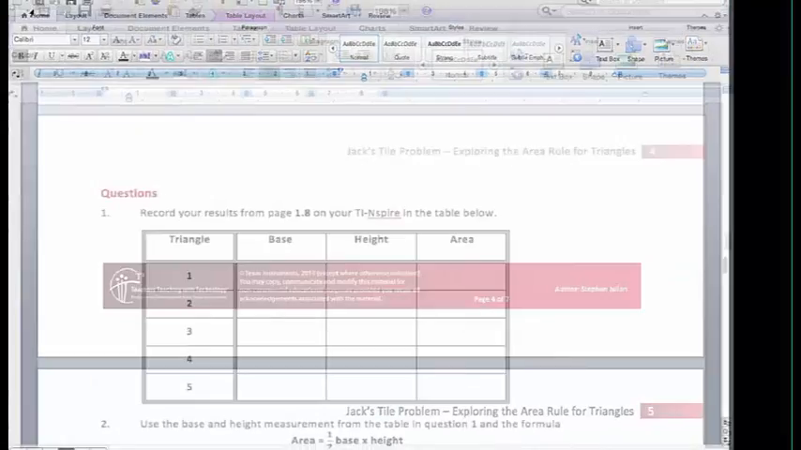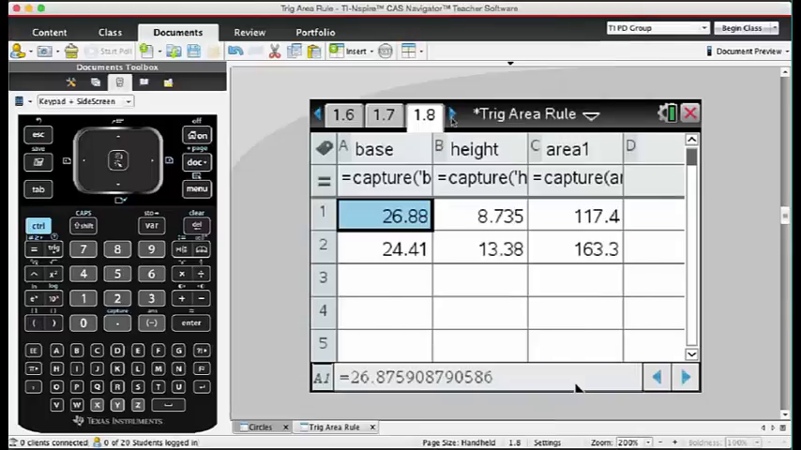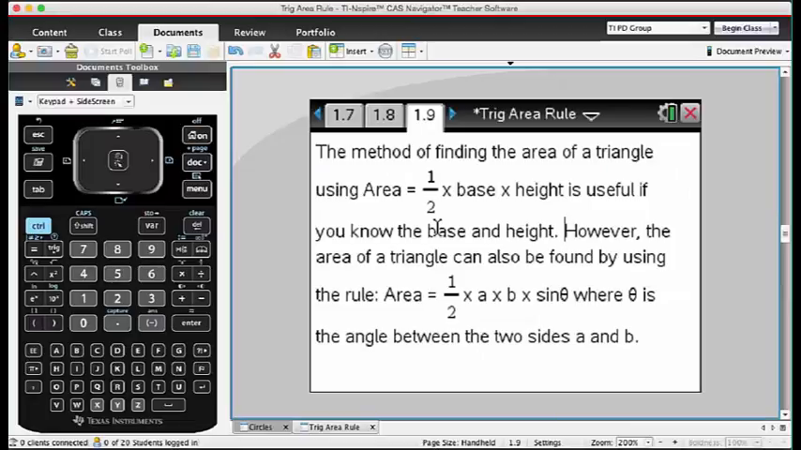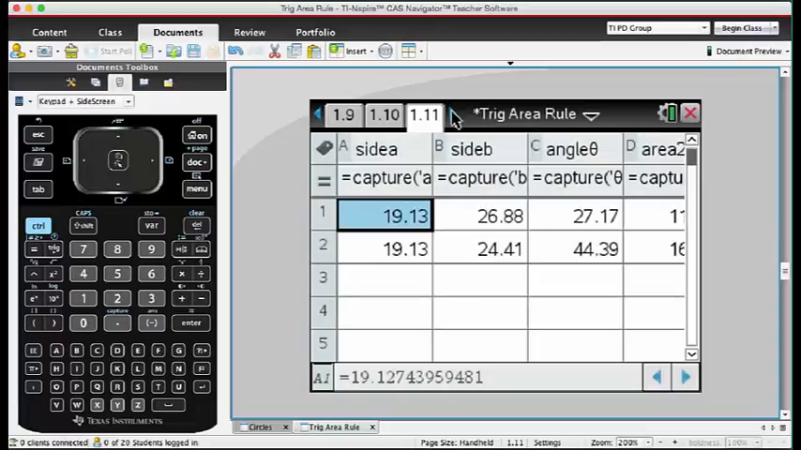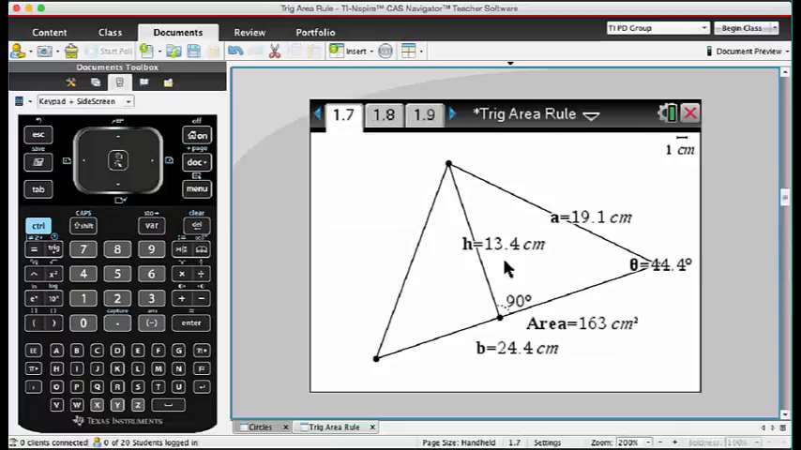Then they can move on and start looking at, well, what happens if it's not a right angle, a triangle that has a base and a height? What about if it's something that might have two sides and an angle? So again, students can go through and have a look at the information provided to them. It talks about this half A times B times sine theta rule. Again, the students are given a triangle, which was back here on the 1.7.